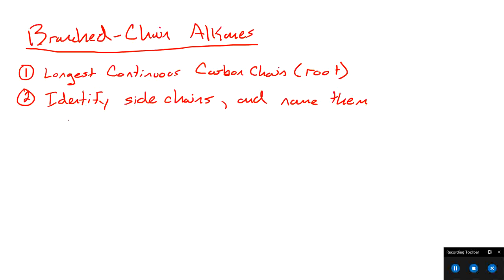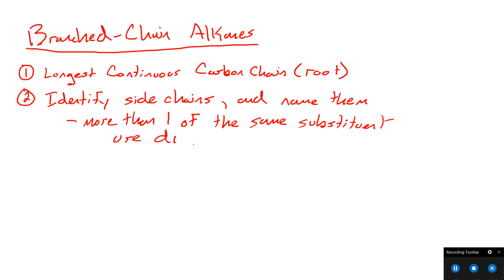If there's more than one of the same substituent group, then we have to use our prefixes di, tri, tetra, and so on to say how many there are. So again, that word would be put in front of the meth. This would be a prefix that we would put on, stating the number of that particular type of branching group.